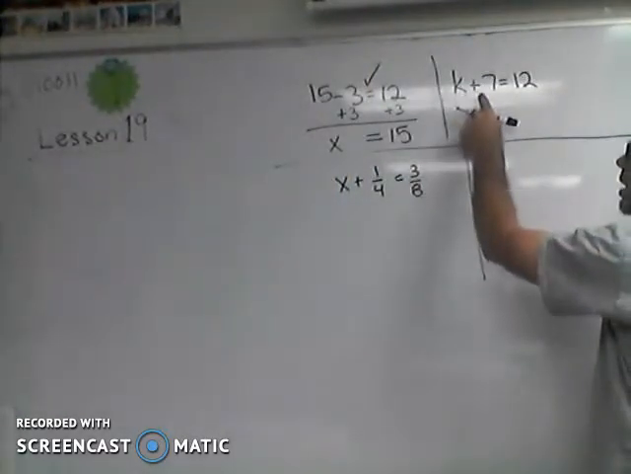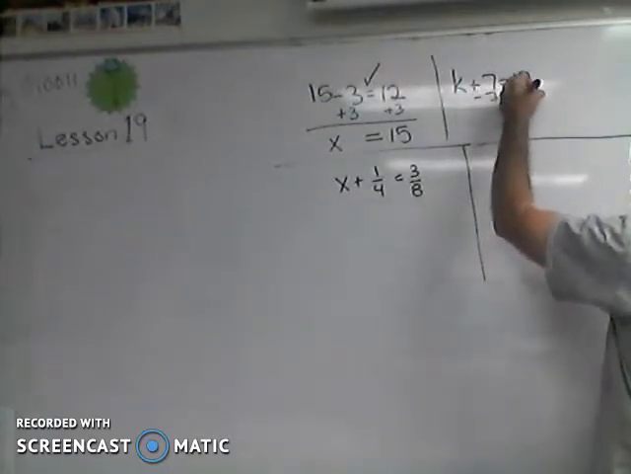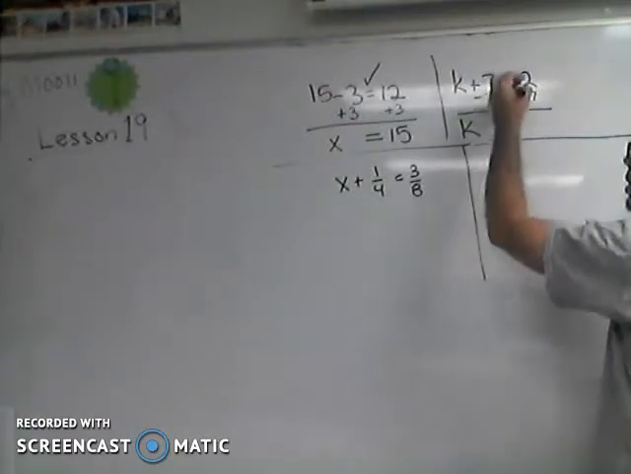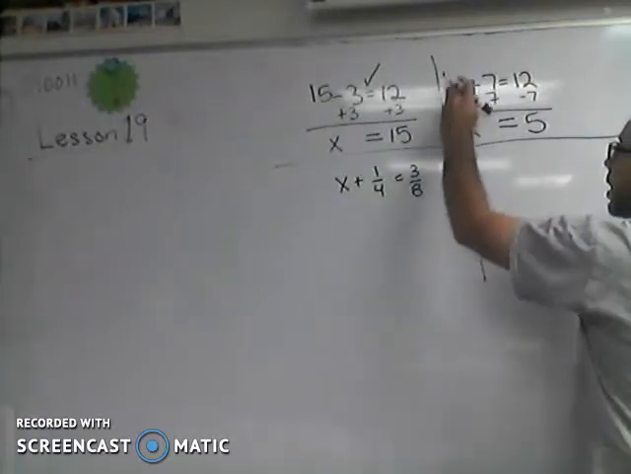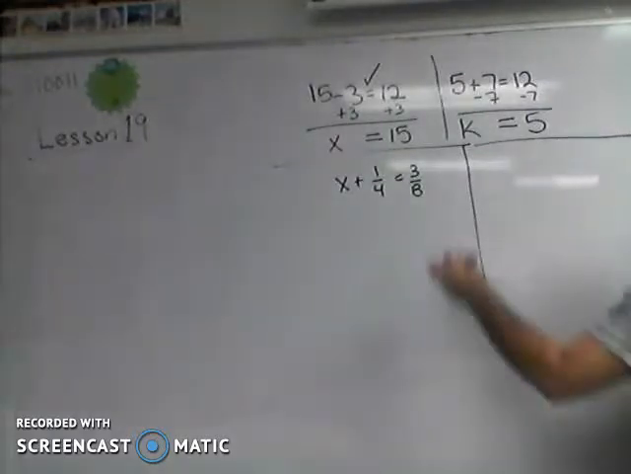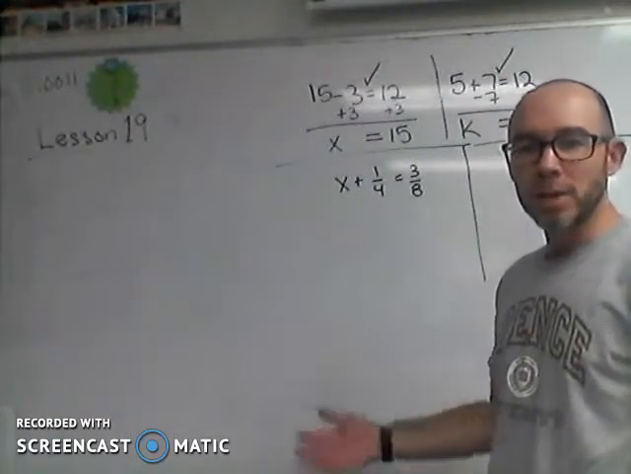Here, k had 7 added to it to make 12, so let's take the 7 away from both sides. That leaves us just with k on this side, an equal sign, and 5. There's our solution. And so we can go back and check it and see that if we plug in a 5 there, that makes it true still. You can even do it with fractions.